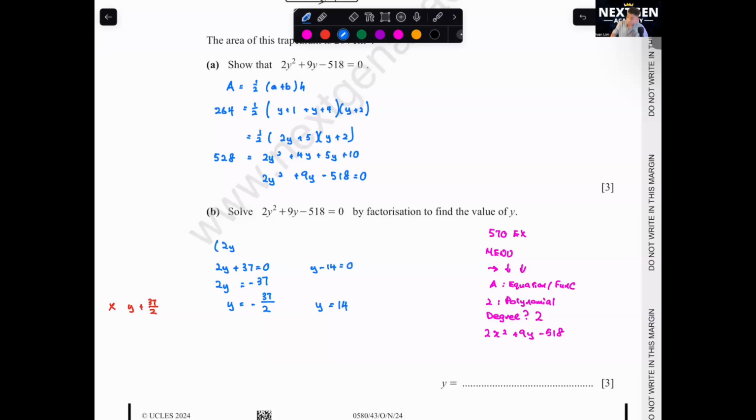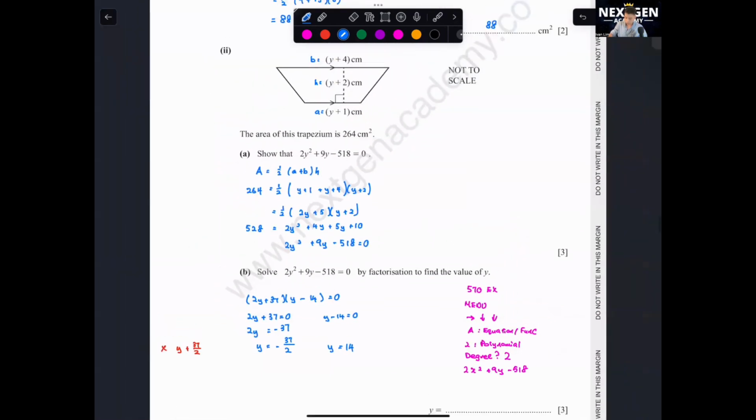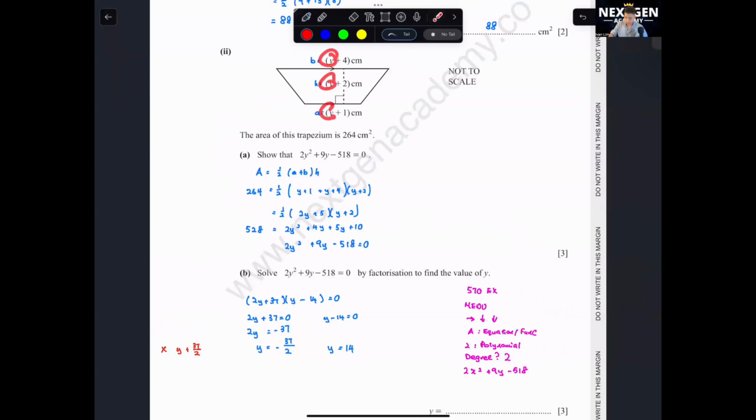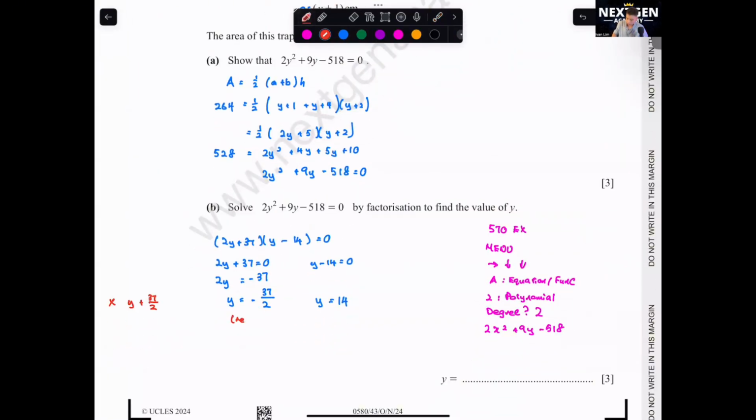Now we put both of them into brackets like that: (2y plus 37)(y minus 14) equals 0. So we are working backwards. However, what is y? We go back to the question. Y is the length. It's y plus 4, y plus 2, y plus 1. So if we put a negative here, the length will be negative. Length cannot be negative, so we have to reject this value. Our final answer will only be y equals 14. You cannot write both of them, or you get minus 1 mark.